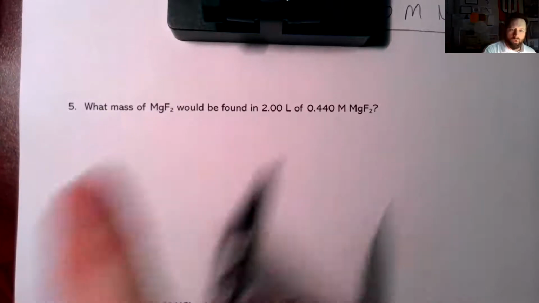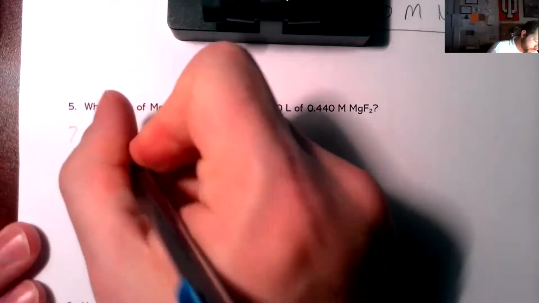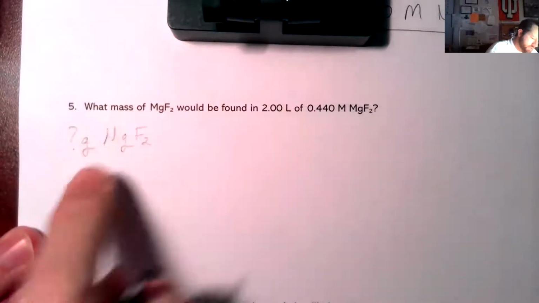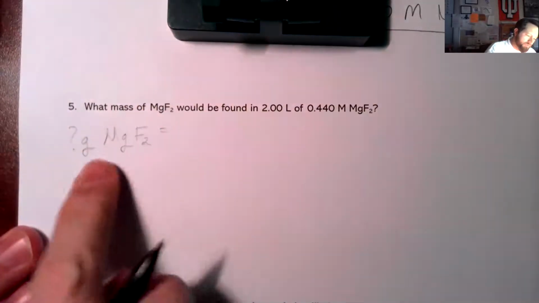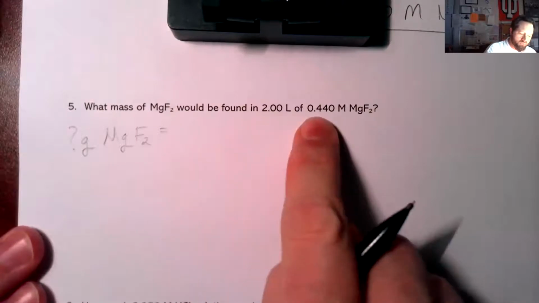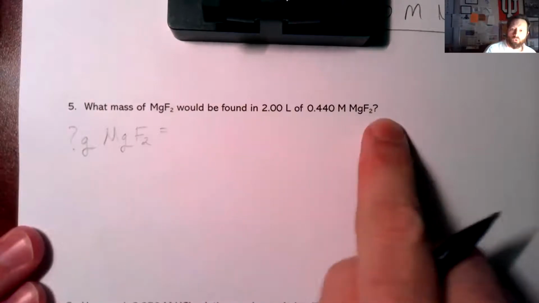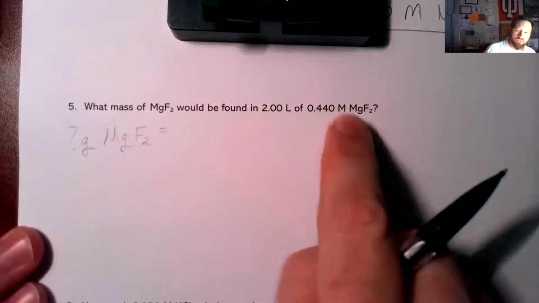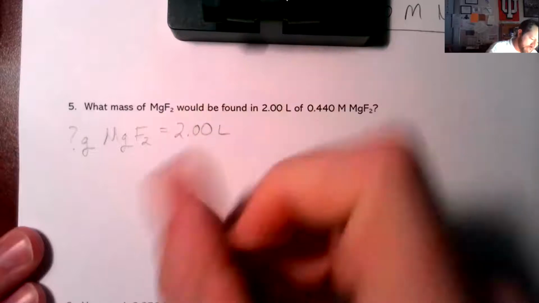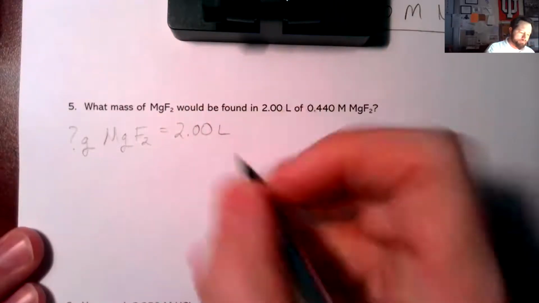Problem number 5, what mass? Okay, so right off the bat, I know I'm looking for a mass. We measure mass in grams. So what mass of magnesium fluoride would be found in 2 liters of 0.440 molar MgF2? This is a single unit. This is a double unit. Whenever I can, I want to start with my single unit.